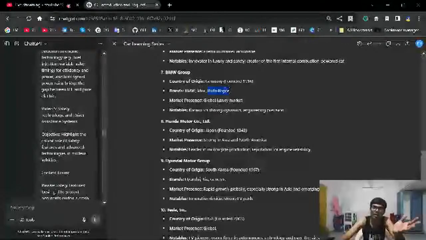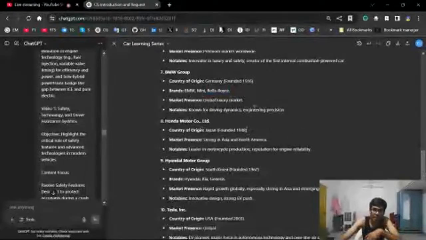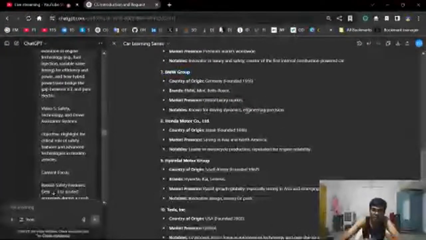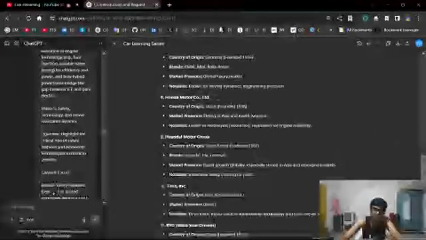This is one of the companies that first takes the order, then creates the car. So Rolls-Royce and then BMW Mini and global luxury market come under the BMW Group, now known for driving dynamics and engineering precision. Once we will cover this Rolls-Royce, a very huge, very good history of Rolls.